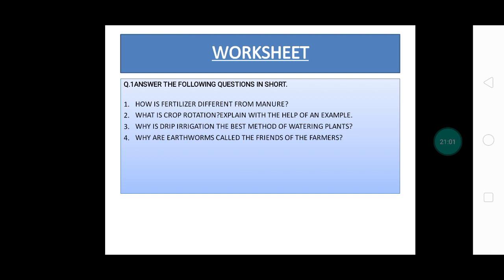Next: why is deep irrigation the best method of watering plants? Why is it the best? Because it stores water and reaches exactly where the water need is more. So in two or three points you need to write. Next: why are earthworms called a friend of the farmer? As we discussed in the first part, you will get the answer in plowing or tilling. Earthworms help in that way, so you need to write accordingly.